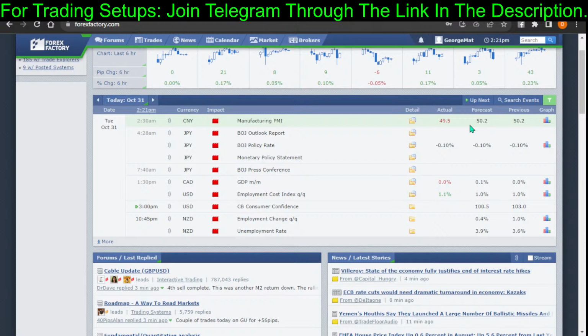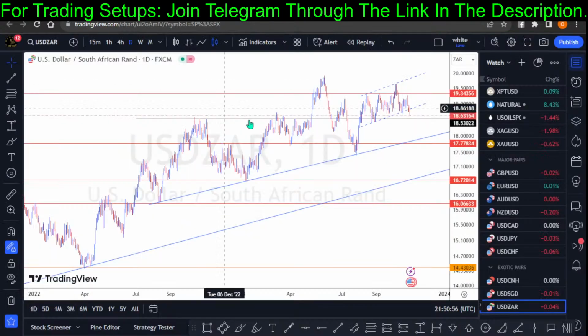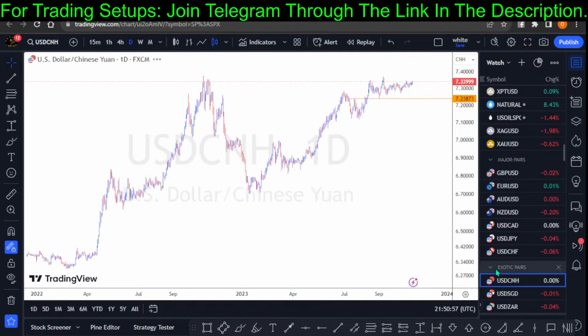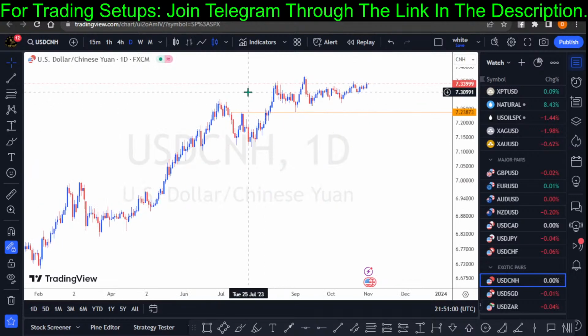So we also have fundamental factors in the Chinese economy. This is the manufacturing PMI. The news was negative. I was actually monitoring the currency pair today to see what was going to happen, but nothing really happened here. The market didn't move.